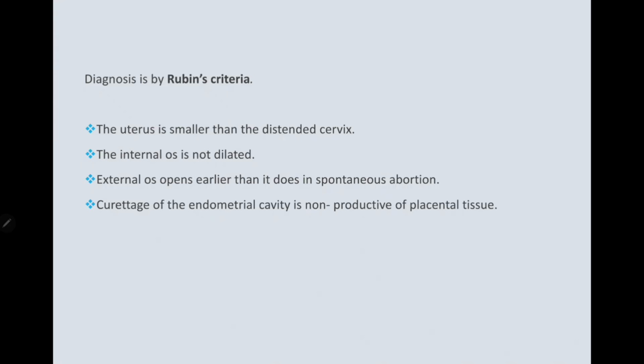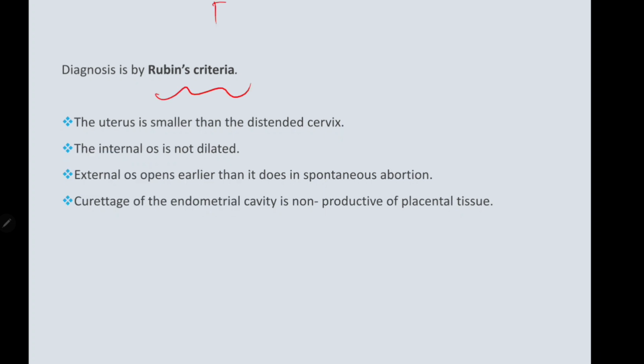And cervical pregnancy, what is the criteria? See, for abdominal pregnancy it was Studdiford's criteria. For ovarian pregnancy it was Spiegelberg's criteria. And for cervical pregnancy it's going to be Rubin's criteria. Very important, Rubin's criteria.